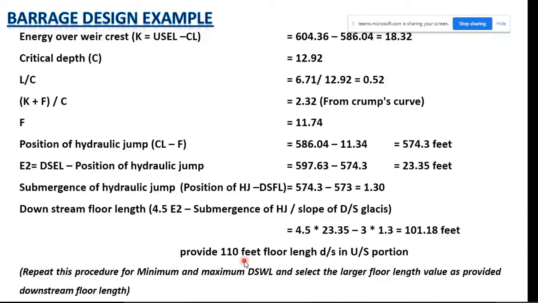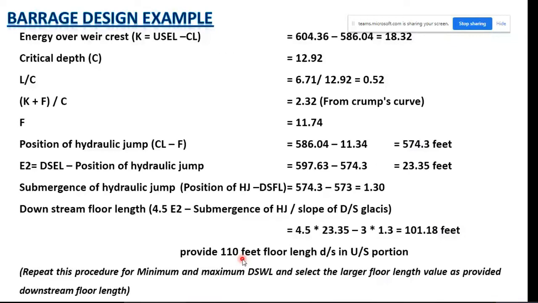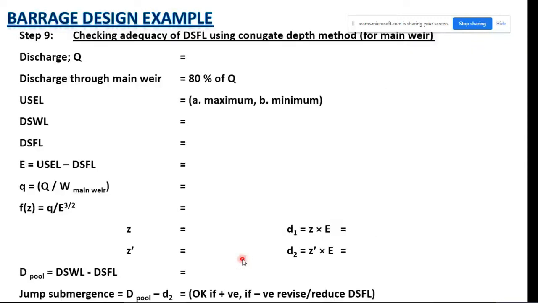Any questions from this second part? Up to now in today's class, I have shown you two methods for setting the downstream floor level. And in the second method, we have seen a step to decide the length of the downstream concrete floor. The third method is a check applied on the level of the provided downstream floor.